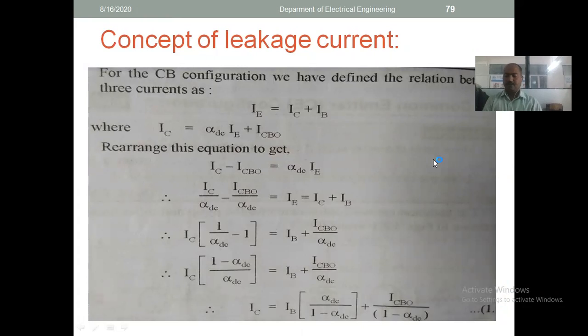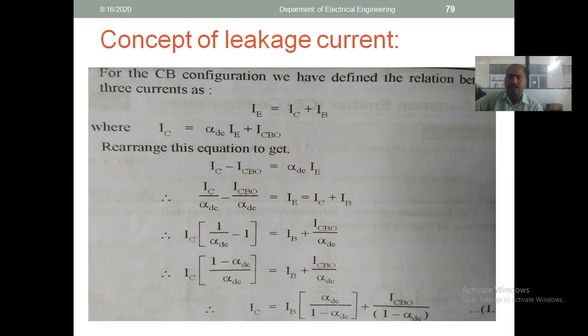Concept of leakage current. What do you mean by leakage current? That we have discussed first, and then we will go to the next slide. So see, leakage current indicates that when we apply voltage or current to the transistor, not all of the current or voltage applied across it appears as output. Some of the current acts as leakage current, meaning it is leaking. This is nothing but leakage current.